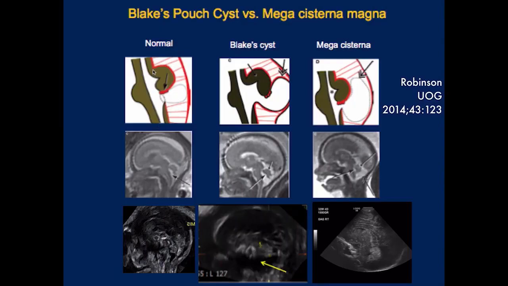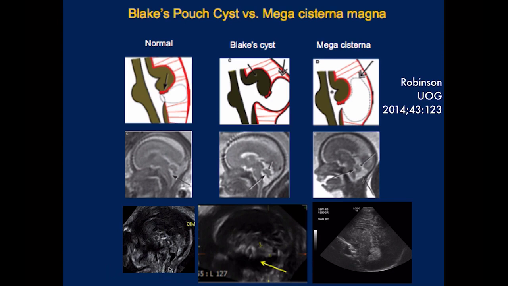Here's a picture using some figures from Robinson, where the vermis is normal here, and this is the normal physiologic Blake's pouch cyst, which will fenestrate and become the foramen of Magendie right here. And here's an MRI showing the midbrain right there and the vermis. And then on the ultrasound, you can see the vermis right here with the little fourth ventricle, and the midbrain would be right there.